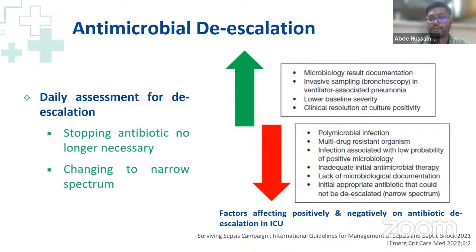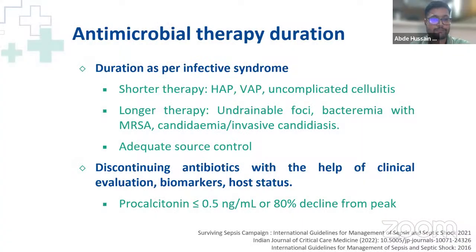Whereas polymicrobial infection, multi-drug resistant organisms, infection associated with low probability of positive microbiology, inadequate initial antimicrobial therapy, lack of microbiological documentation, and initial appropriate antibiotic that could not be de-escalated to narrow spectrum activity. These all point towards the negative points of de-escalation. So how long can we give an antibiotic?